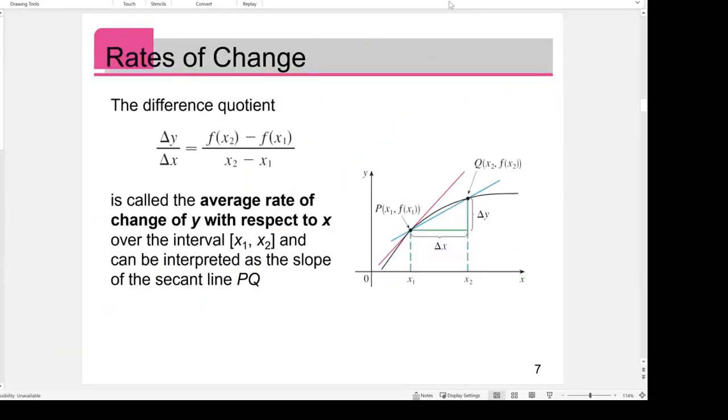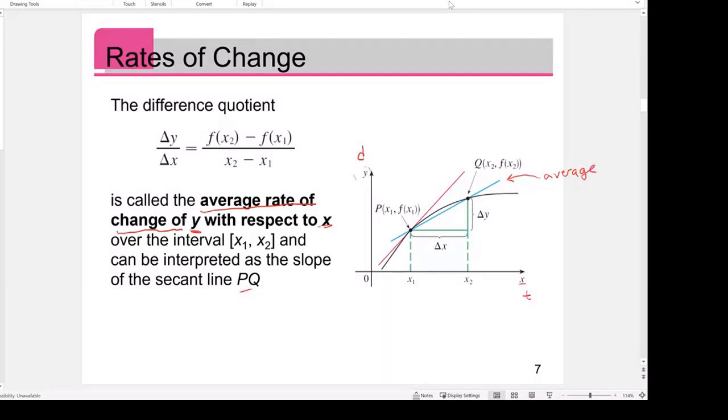We're going to talk about the difference quotient. So the difference quotient, as we've already said, is the average rate of change of y with respect to x. I could call this d, and I could call this t, and then it would be the average rate of change of d with respect to t. So that's basically what that means, and can be interpreted as the slope of the secant line PQ, the blue line. So this is the average.